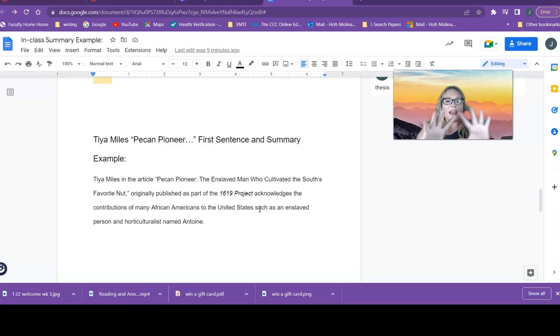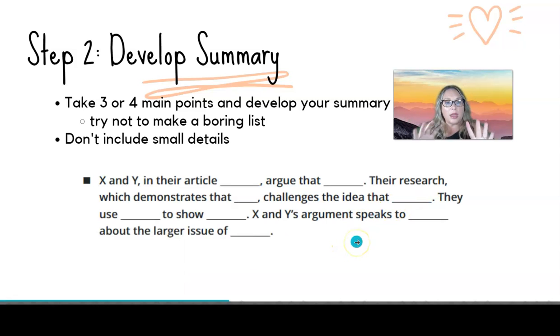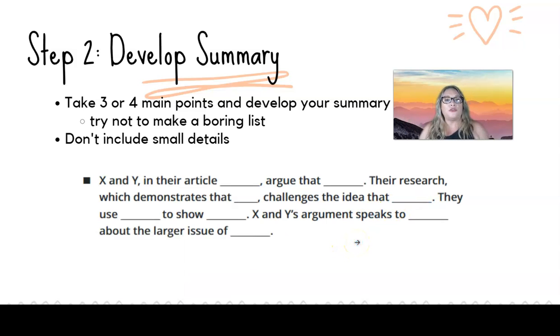Right, so there's kind of that main idea, right? It gives us the background, where it came from, the source, the author, and then gives us the overall general idea of the article. Now it is your turn. Now that you have come up with that first initial sentence that really provides the background for the summary, it's time for you to develop this summary.